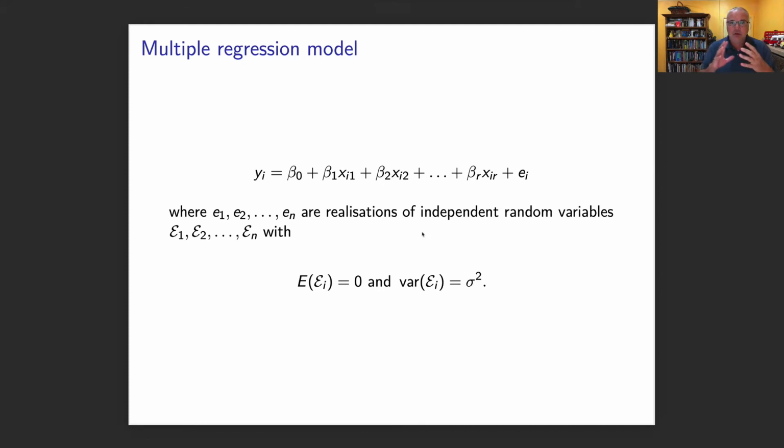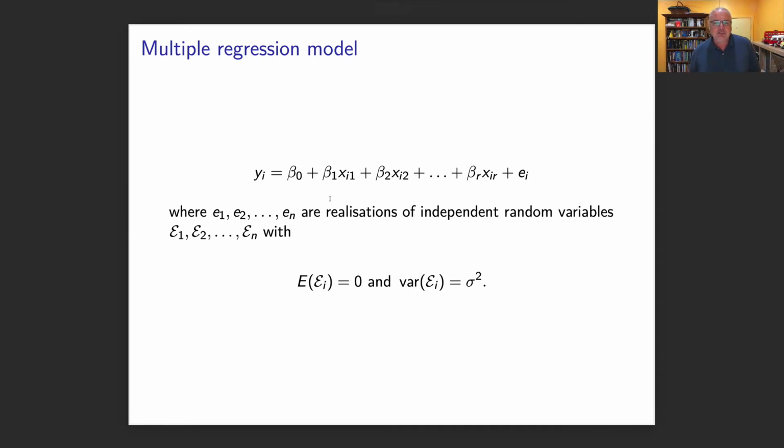The reason it's called linear regression is that we're taking a linear combination of these coefficients, beta 0, beta 1, beta 2, up to beta r, times our predictors. Plus, we're going to have a noise term, which we denote as ei. You can call that epsilon i, I've just called it ei in this case. They are realizations of some independent random variables. They're very specific random variables at this point. We assume that the expected value of each of these random variables is 0, and the variance of each is sigma squared.